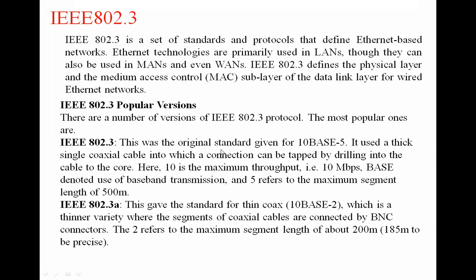So IEEE 802.3 is working on Ethernet, that is on physical devices. This physical layer is going to be used with media access control as a sub layer for wired Ethernet networks. For connectivity of these wired Ethernet networks, we take the help of the second layer, that is the data link layer, that is media access control. So what are the popular versions we are using in Ethernet?